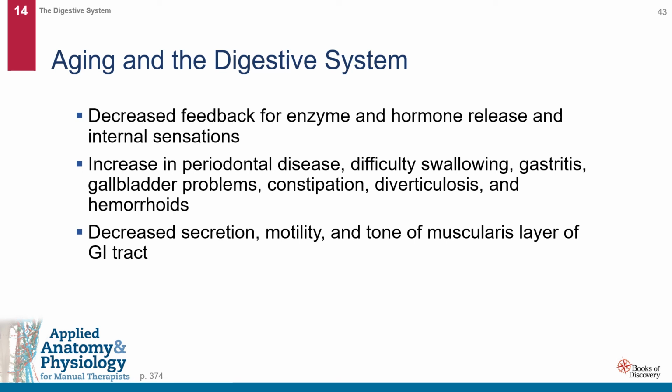Now let's discuss aging and the digestive system. Age-related changes in the digestive system include decreased secretion, motility, and tone of the muscularis layer of the GI tract. Changes in the ENS include decreased feedback on enzyme and hormone release, as well as an overall decrease in internal sensations. For these reasons, many elderly people experience greater digestive discomfort, such as increased belching and flatulence.